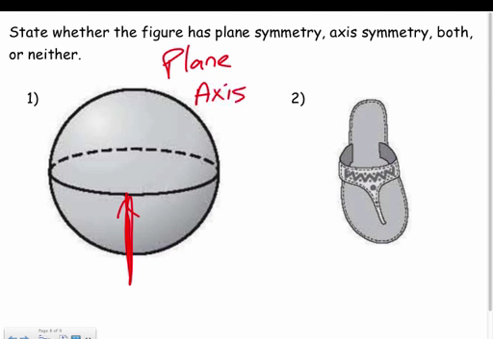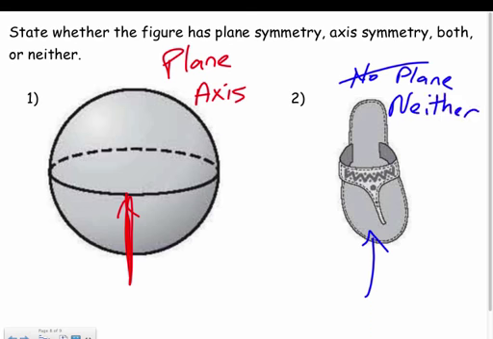What about this sandal here? I don't think there's any sheet of paper I can cut this in half, right? It's not symmetrical if I cut a sheet of paper through this. So no, there's no plane symmetry. So no plane. What about axis? If I stuck a pencil in this somewhere and started spinning it, would I have the exact same shape as I spin? No, it would be different the whole time, right? So no axis. So there are neither. I suppose I could have put both for this first one. It would be fine as well.